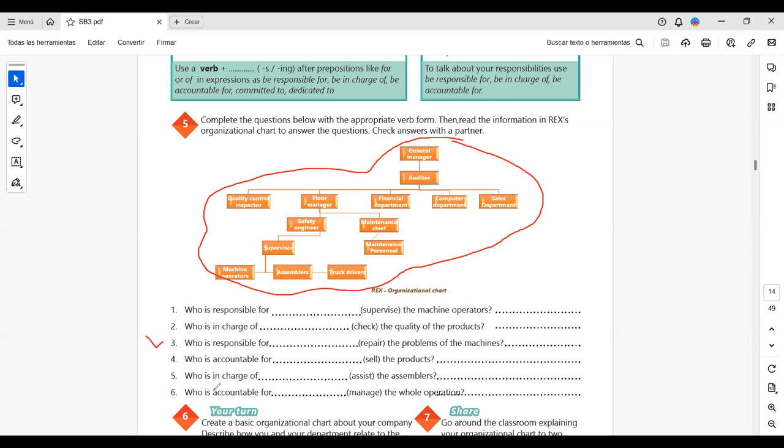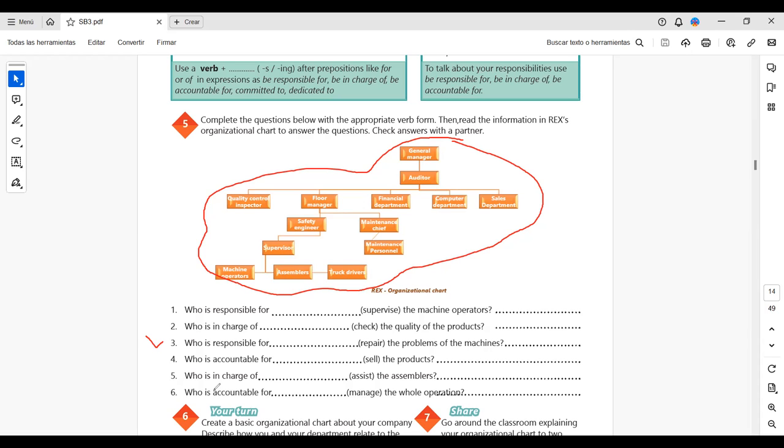Now for number three. Who is responsible? And you continue. Repairing. Yes. Can you repeat? Who is responsible for repairing the problems of the machine? Okay, good. Who is the one? Maybe machine operators. Machine operators, but it says in terms of the problems of the machine. I think maintenance personnel. Okay, maintenance personnel. Okay, thank you.